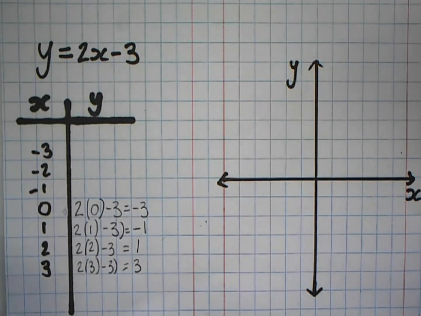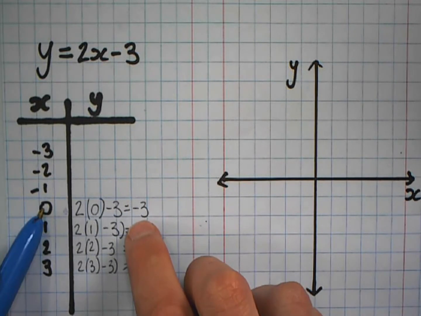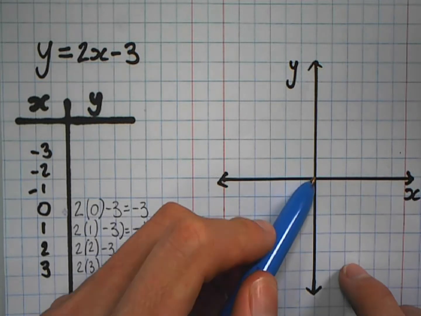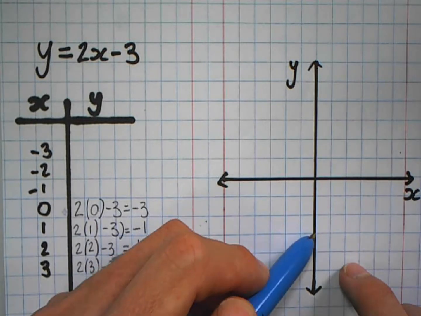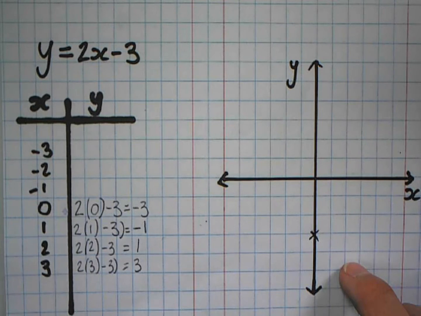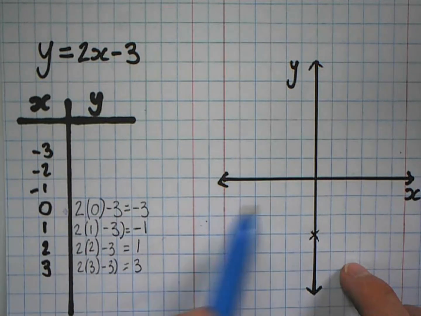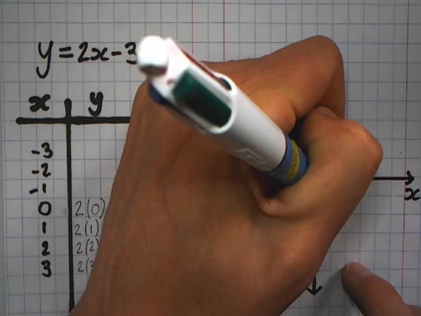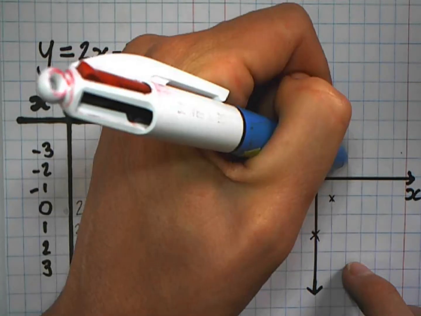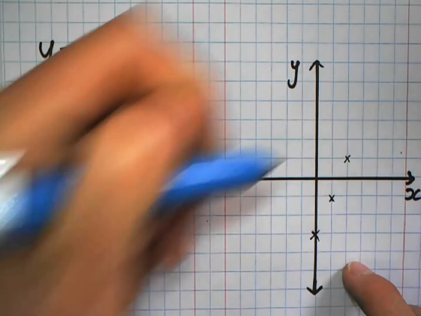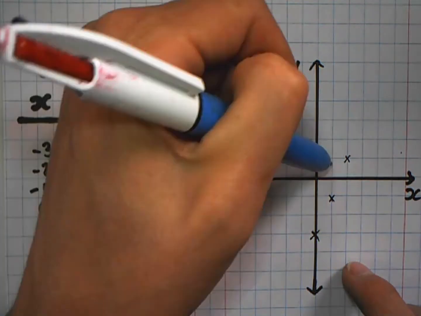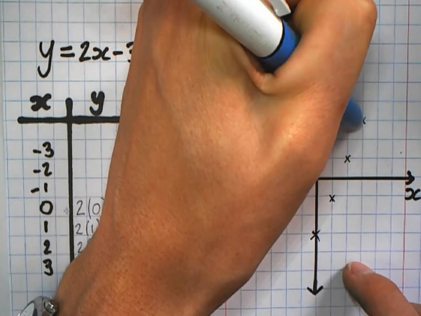So I can put these points on, because this number here and this number here make up our coordinate. So x is 0, well that's there, and y is -3, so 1, 2, 3. So there's a point here. Next one, 1, -1, so we go across to 1, and down to -1. Then 2, 1, so across to 2, up to 1, and 3, 3, so we can go across to 3, and up to 3.